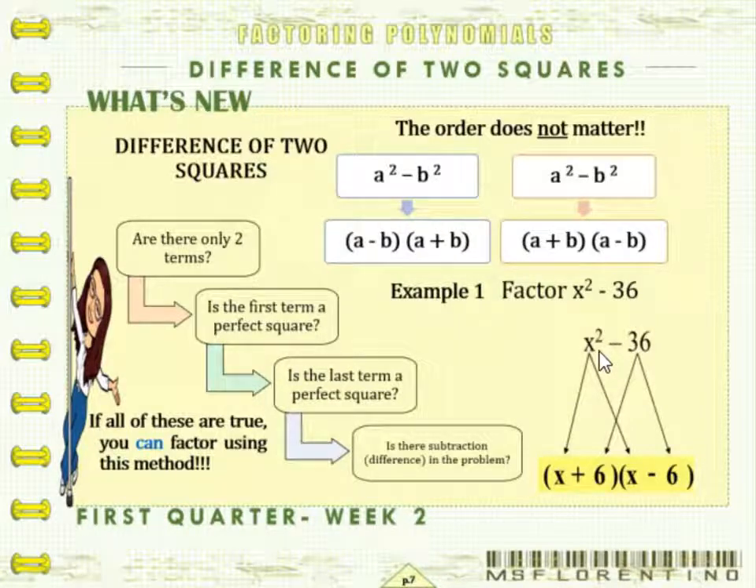For x squared, the square root is x. And for 36, the square root is 6. Since there's a minus sign in between, we use the plus and the minus sign in the factors.